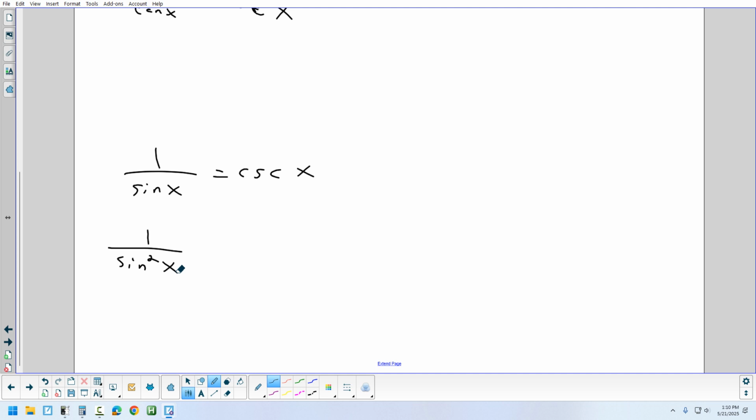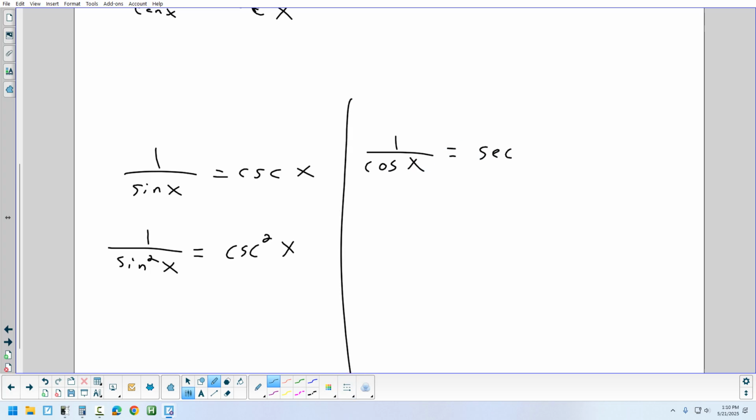If you flip sine squared, you're going to get something similar, but it's just a little bit different. You want to have a guess what would be here? It's kind of like what you had up above it. Cosecant squared? It's going to be cosecant squared. Now, if you flip cosine, which trig function do you get? Secant. You get secant. So if it was 1 over cosine squared, it would be secant squared. So if you flip that, you get that. If you flip that, you get that.